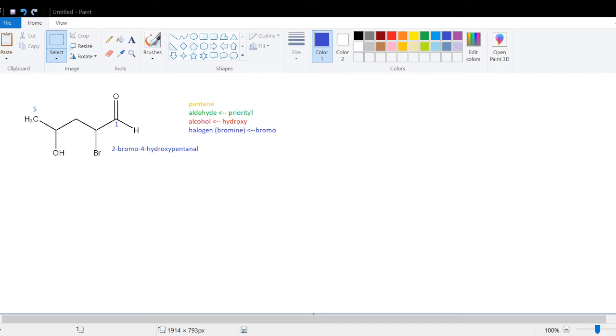If it were a ketone and not an aldehyde, would it be pent-1-one? No, because you can't have a ketone on carbon 1. It would automatically be an aldehyde. If it was a ketone on carbon 2, it would be pent-2-one.